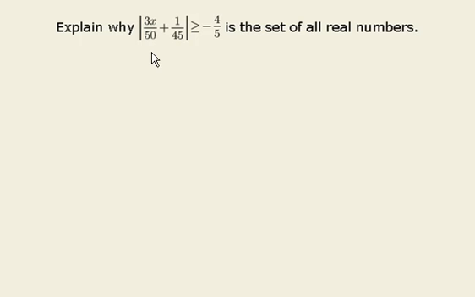Explain why this inequality has a solution, which is the set of all real numbers. We have here an absolute value of some stuff greater than some number. Now you know that we can rewrite absolute value greater than some number inequalities into two inequalities, neither of which have an absolute value. So that's one approach that we could try.